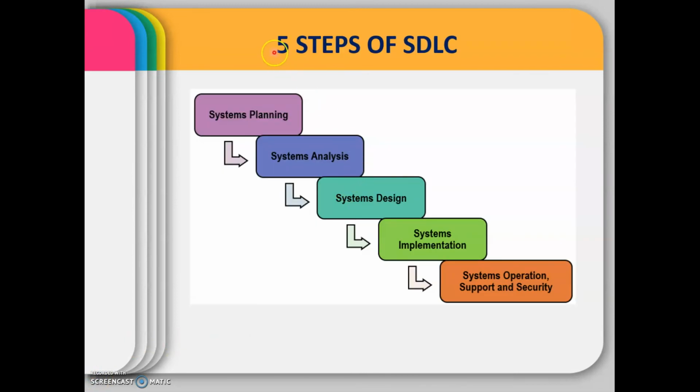Moving on to the 5 steps of SDLC. The first step is system planning. The second step is systems analysis, followed by system design. Next we have system implementation, and lastly systems operation, support, and security. Basically, you need to remember the 5 steps of the software development life cycle.